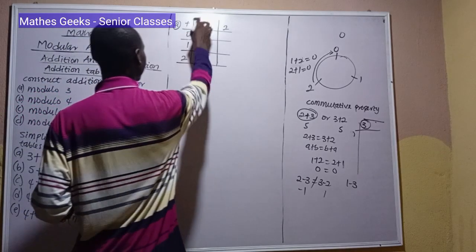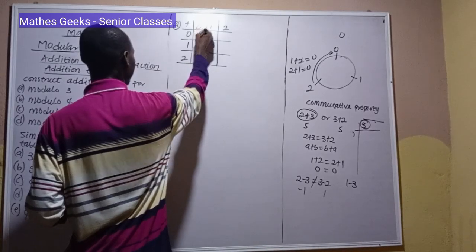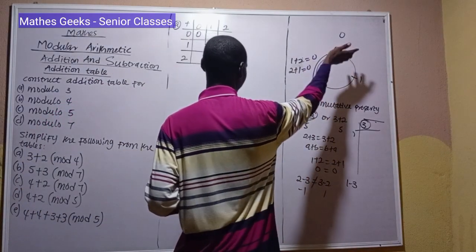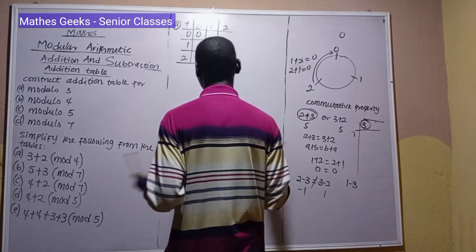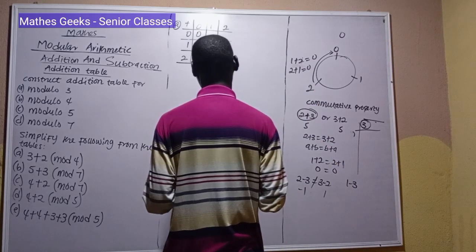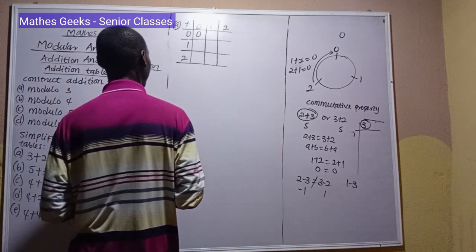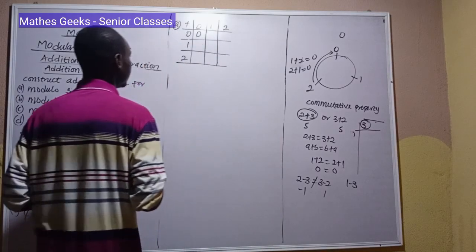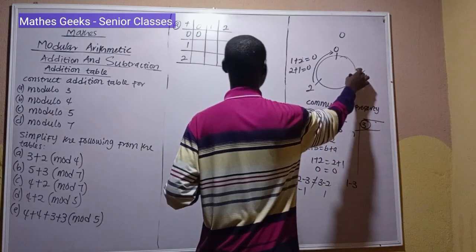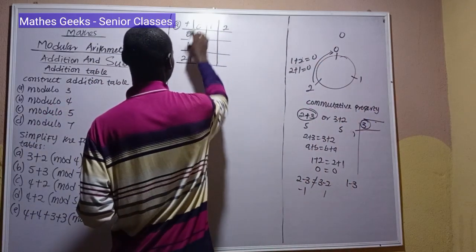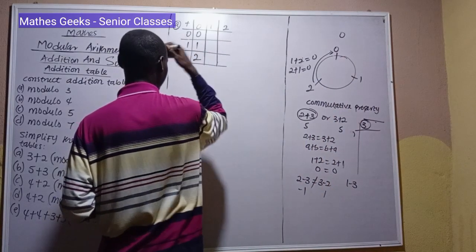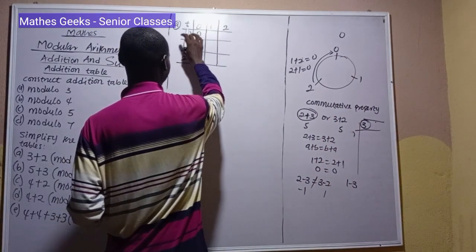So 0 plus 0 is 0. What this means is start at 0 and move 0 times. Don't even move, because it didn't give you any number of movements. 0 is like nothing. So 0 plus 0 is 0. 0 plus 1 means start at 0, move once. 0 plus 1 is 1, and 0 plus 2, you move 2 times, you stop at 2.